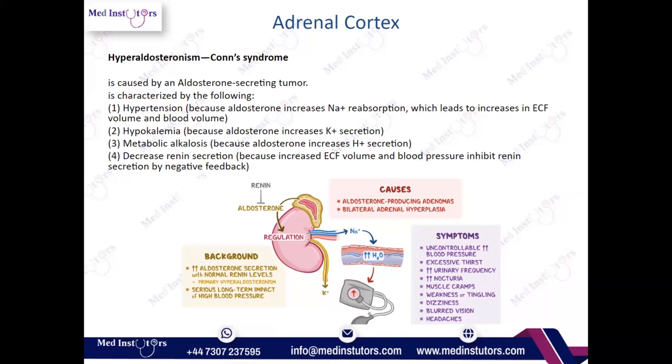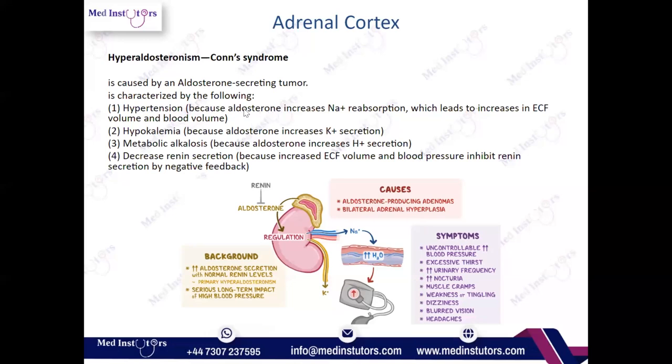This is how you can understand endocrinology in a better way. So it is caused by an aldosterone secreting tumor. It may lead to hypertension, because we know the normal function of aldosterone: it comes and plays its role when there is hypertension in the body.